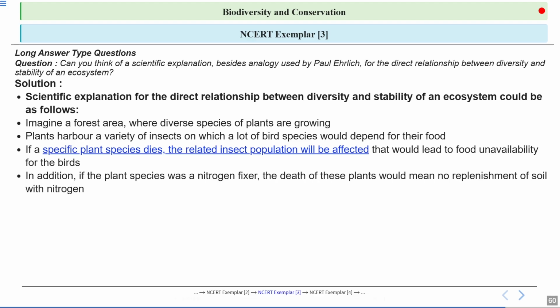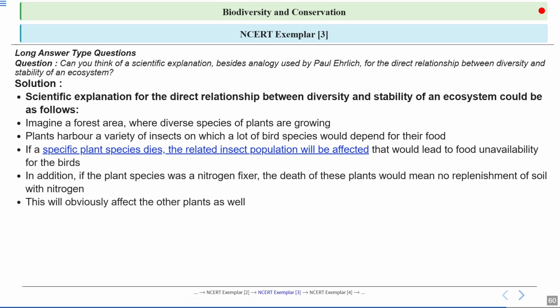Okay, and in addition, if the plant species is a nitrogen fixer, means it can fix atmospheric nitrogen, it helps add nitrogen to the soil, which is essential for plant growth. When these plants die, they do not replenish nitrogen into the soil, leading to a decrease in soil fertility. This affects other plants that depend on nitrogen, causing them to grow poorly. As this cycle continues, the entire ecosystem suffers because plants cannot grow well, which impacts the animals and other organisms that rely on them, ultimately harming the whole habitat.